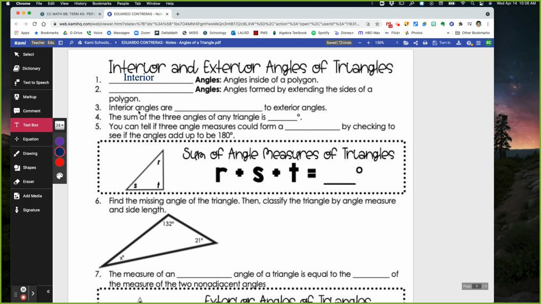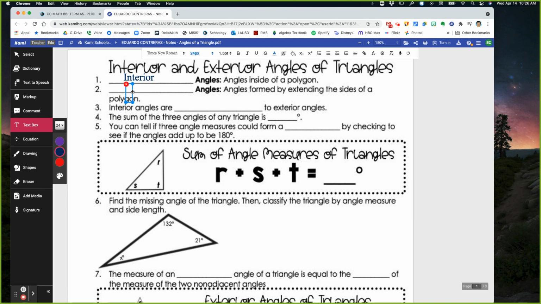So interior angles are angles inside of a polygon. So if you see this triangle I'm showing you here, angles R, S, and T are interior angles. They're on the inside of this triangle. Okay. Exterior angles are angles formed by extending the side of a polygon, and they're on the outside.